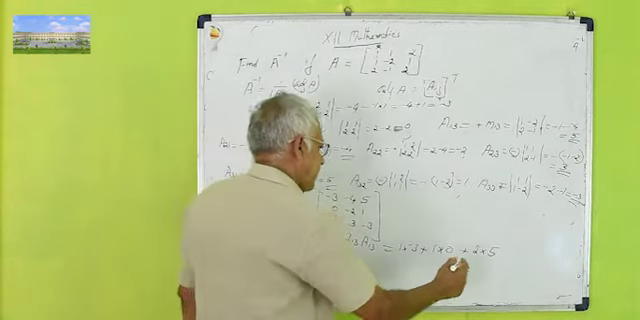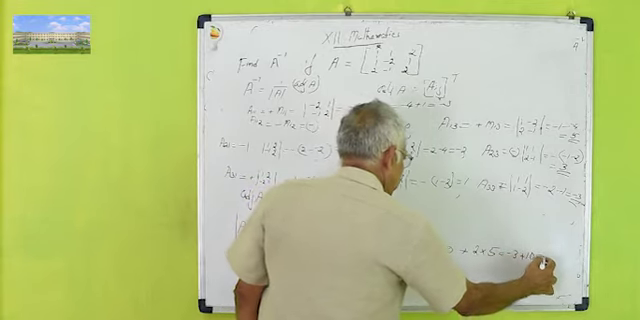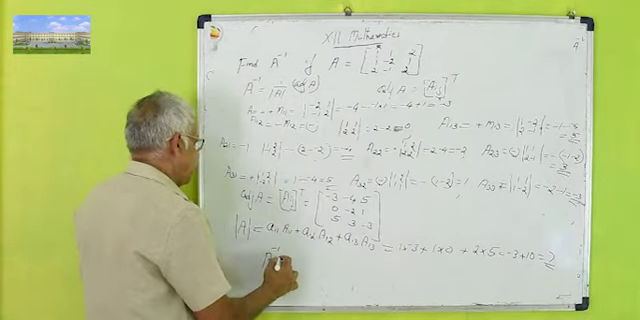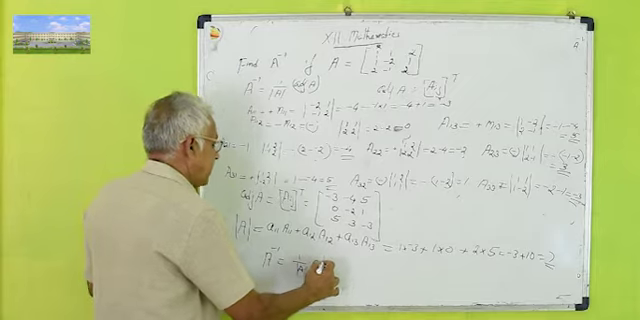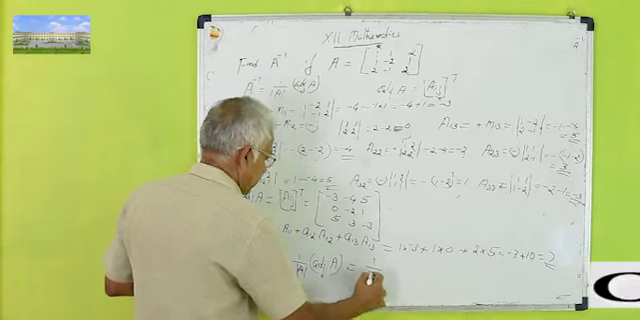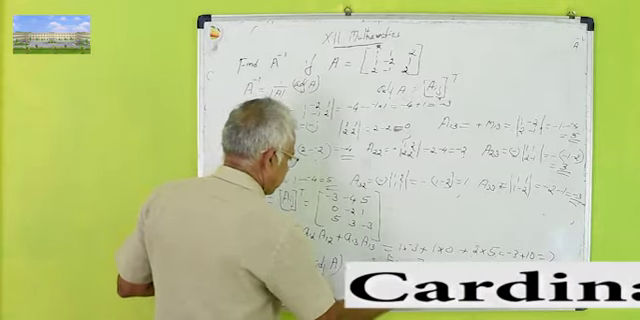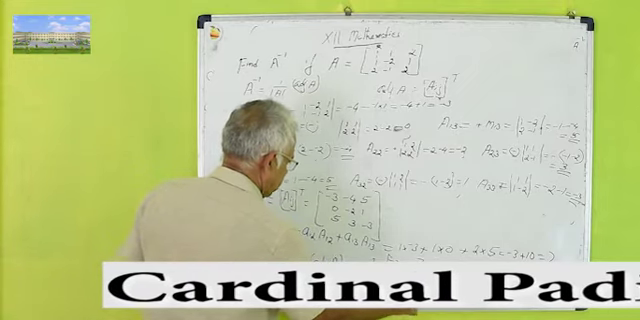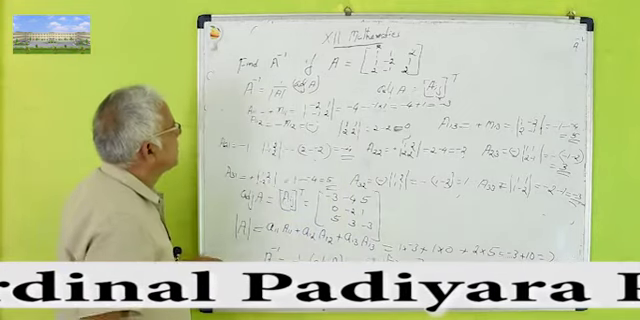So the result is minus 3 plus 10, which is equal to 7. So A inverse is equal to 1 by determinant of A into adjoint. Then we get 1 by 7 into adjoint of A: minus 3, minus 4, 5; 0, minus 2, 1; 5, 3, minus 3.